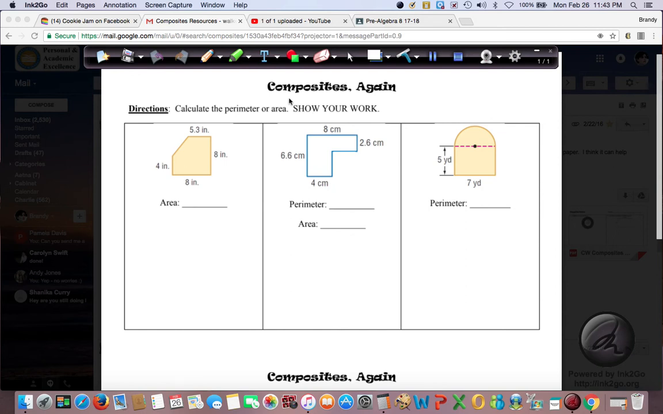Welcome. This is homework, Composites Again. You're going to calculate the perimeter and area. Please show your work, and it's only 3 problems. So in the first one, we just want the area.